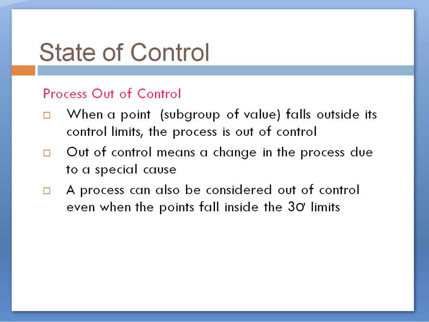What it means when a process is out of control is that a change in the process has occurred. And this is due to special causes of variation, things that we couldn't predict, so we couldn't control before. Now, a process can also be considered out of control even when the points fall inside the 3 sigma limits. And this is either 3 sigma above the average or below the average.